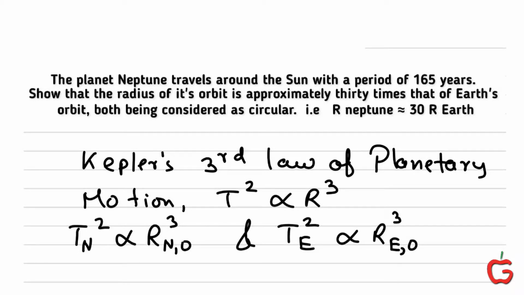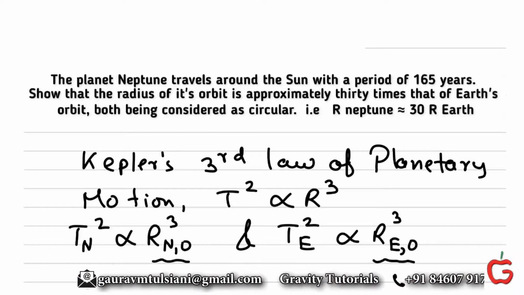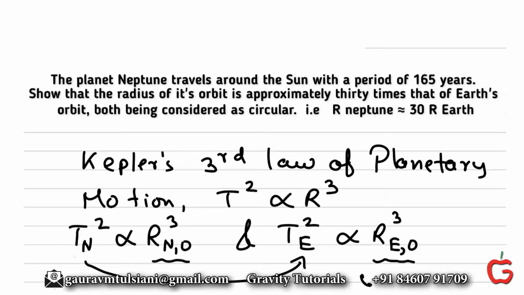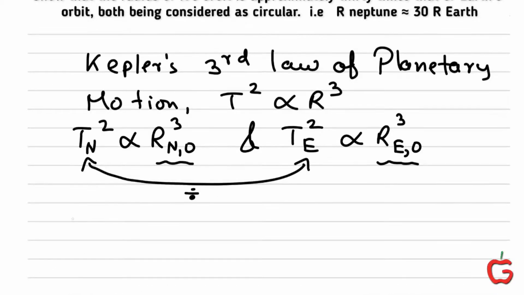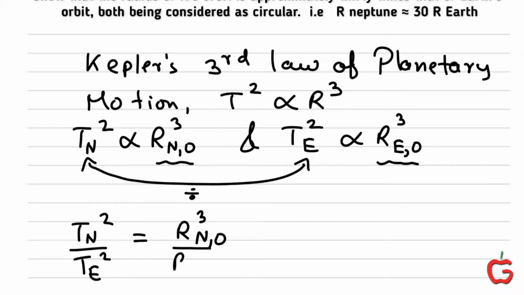Okay, so here we want to find out the relation between these two things. So let's divide these two equations. So I'm dividing these two equations. This gives us the time period of Neptune squared divided by the time period of Earth squared equals the orbital radius of Neptune cubed to the orbital radius of Earth cubed.